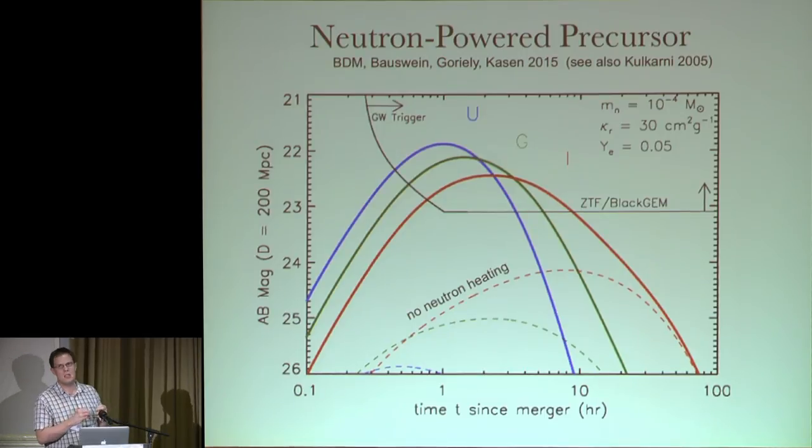Not all the groups see this fast ejecta, but they necessarily shouldn't be able to, given the types of simulations they run. So we don't know yet how robust this fast-moving material is or exactly how to treat its opacity structure yet, but I think this is definitely an area for future work.